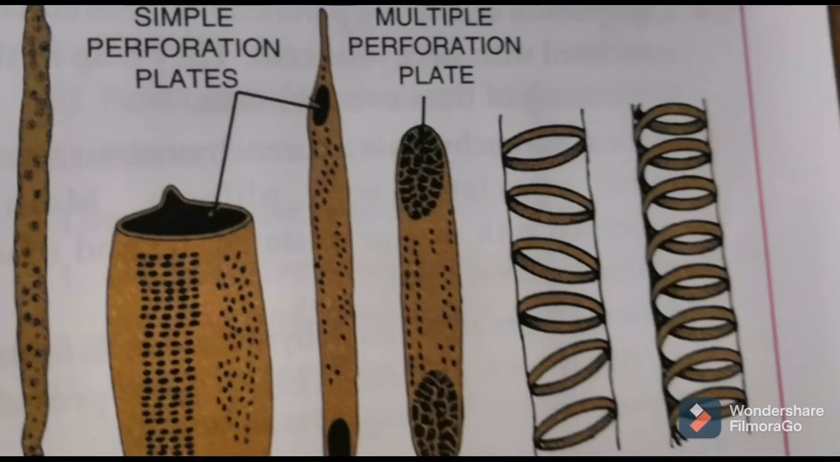Xylem parenchyma. It consists of living parenchyma cells associated with the xylem. These cells serve for the storage of food, that is sugar and starch, and also help in the conduction of water and minerals.